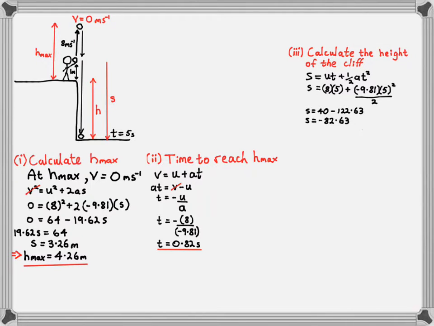But remember what s is. s in this case is this value right here. And I'm interested in h. So the absolute value of s, if you like, is 82.63. The real value for s is minus 82.63 because that tells me the direction. But the magnitude of s is 82.63. So I can subtract that 1 meter extra that the rock was above the top of the cliff, and I find that the height of the cliff is 81.63 meters.